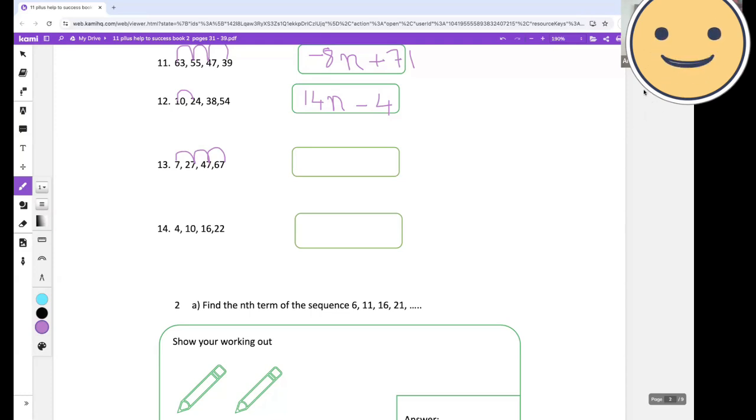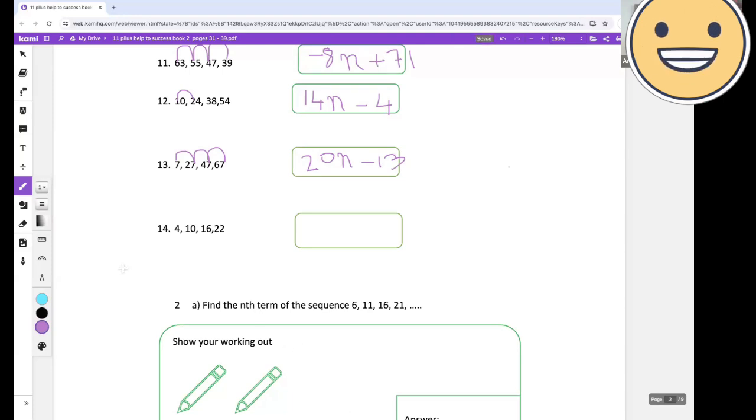Okay, let me ask to unmute. Is it 20n minus 13? Good, it is. You got it right. It's 20n minus 13. Guys, one more to go with these ones, then we'll do something different in n terms.